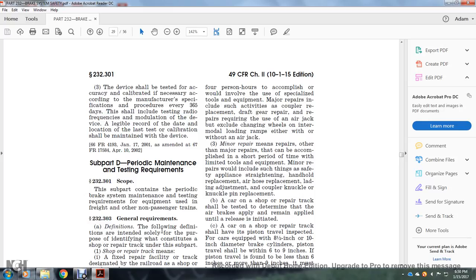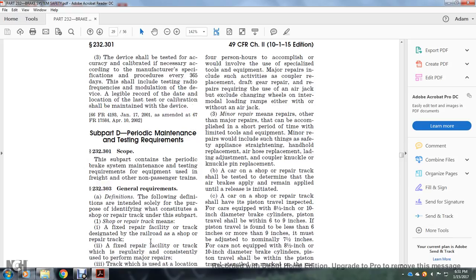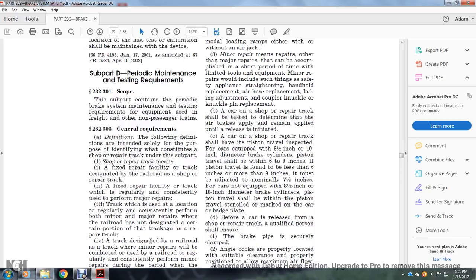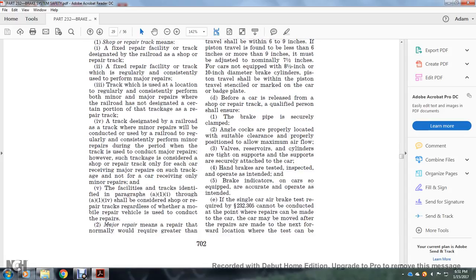The following definitions are intended solely for the purpose of identifying what constitutes a shop or repair track under this subpart. The shop or repair track means any of the following: 1. A fixed repair facility or track designated by the railroad as a shop or repair track. 2. A fixed repair facility or track that is regularly and consistently used for performing major repairs. 3. A track which is used at a location to regularly and consistently perform minor and major repairs, where the railroad has designated a certain portion of the track as repair track.